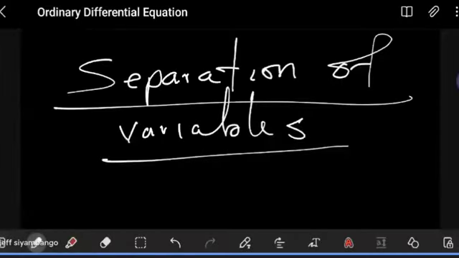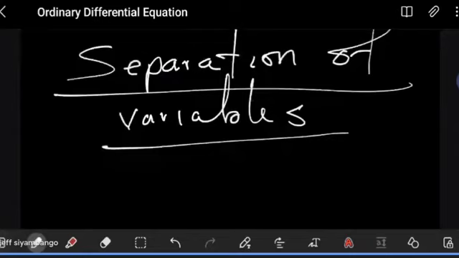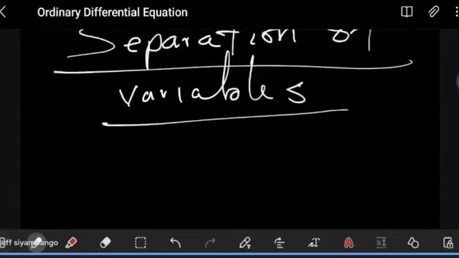Now, to solve a differential equation using the separation of variables, this is actually going to be very straightforward. And if it works, you really want to take advantage of this technique because it's quite handy when it works. It doesn't always work, but if it works, you really want to take advantage of it.